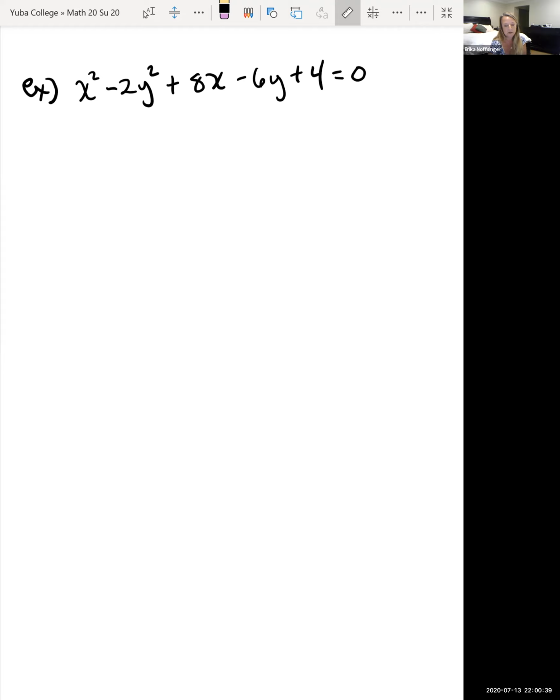So similar to what we did with the ellipse, we want to complete the square on our x terms and our y terms. We want to group our x terms together, our y terms together, and get the constant on the other side. So we have x squared plus 8x, and then minus 2y squared minus 6y equals, so subtract 4 on both sides to get the constant over there, negative 4.